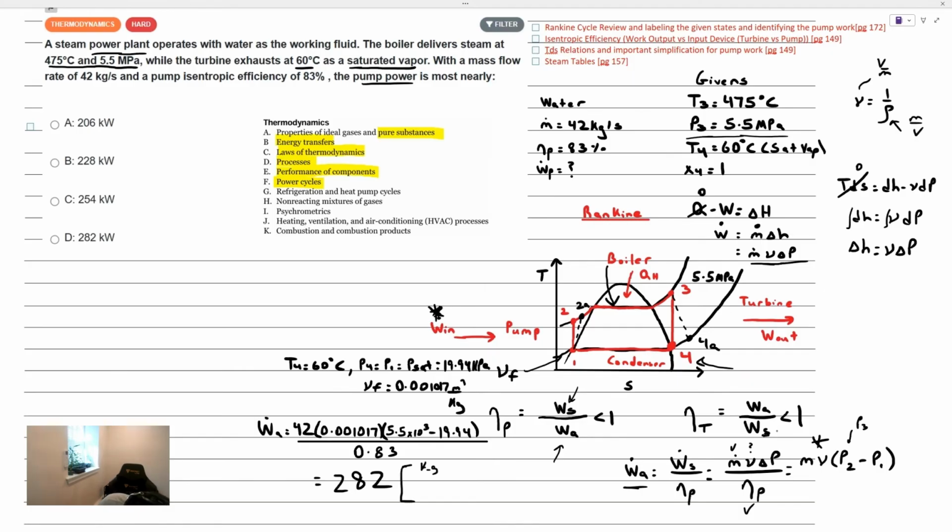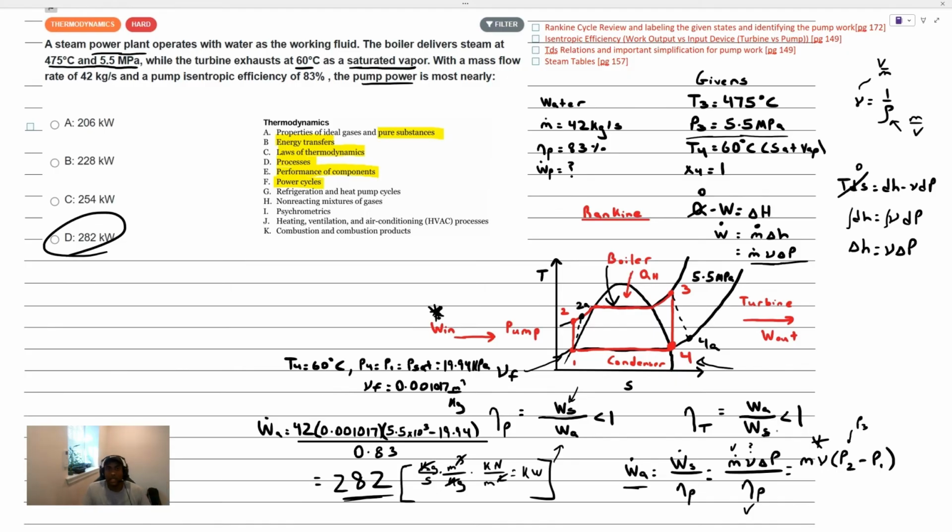And let's check some of our units here. We have kilogram per second for the mass flow rate, cubic meters per kilogram for the specific volume, kilopascal or kilonewton per meter squared for the pressure, and the efficiency is dimensionless. So the kilograms are going to cancel out. The meter is going to cancel out. We have kilonewton meter per second. A kilonewton meter is a kilojoule. Kilojoule per second is a kilowatt. So this entire thing reduces to kilowatts, and the answer is answer choice D.